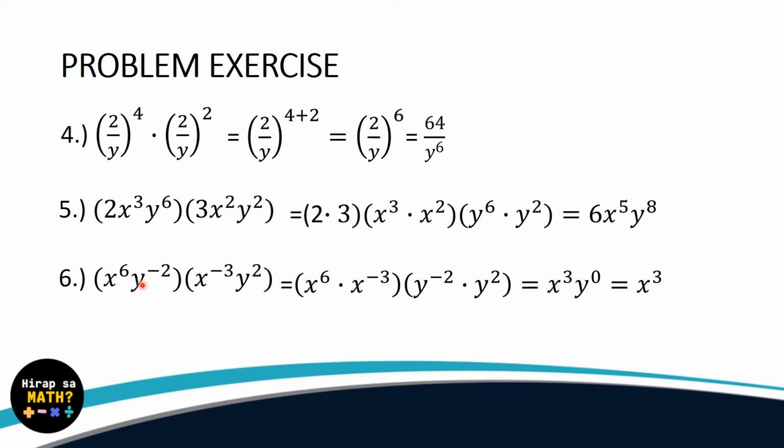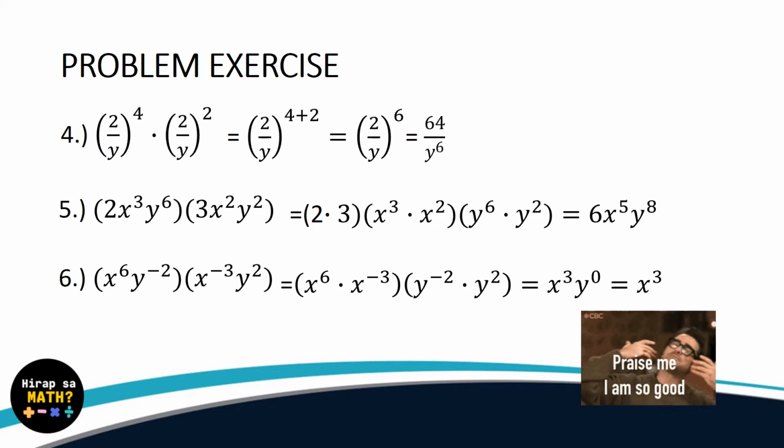And then, y, negative 2, plus positive 2. So, ito yon. That is 0. And any number raised to 0 is equals to 1. So, ito magiging 1 na lang to. Kaya, x to the third times 1 is simply x to the third. Madali lang, di ba? I know you are so great.